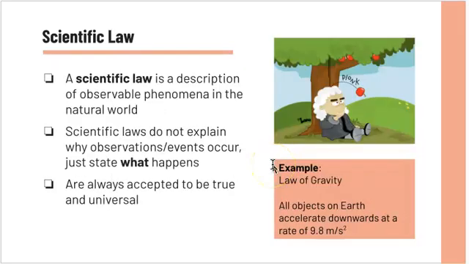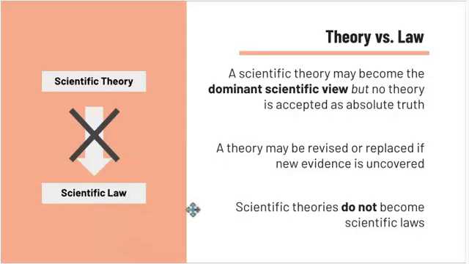Scientific law is the description of an observable phenomenon in the natural world. Scientific laws do not explain why observations or events occur, they just state what happens. A scientific theory may become a main scientific view, but no theory is accepted as absolute truth.